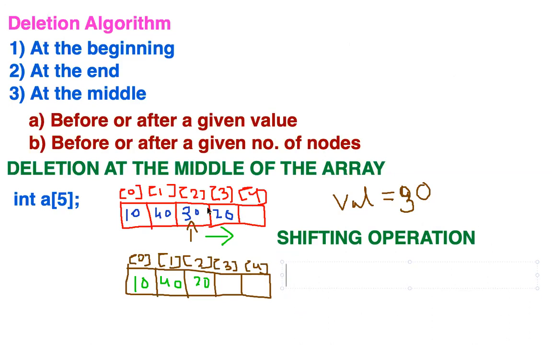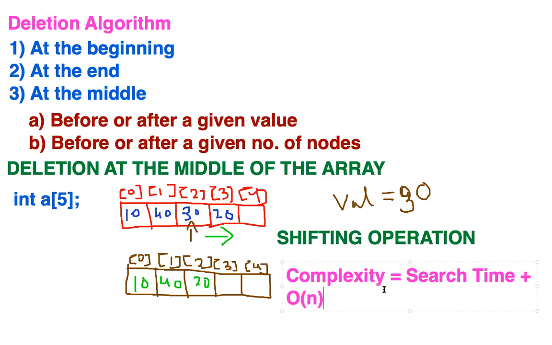So suppose we want to delete the value 20. We don't know where it is, so eventually it may be at the end of the list. So in the worst case, the complexity will be equal to the search time, searching for the particular element which we want to delete, plus order of n, which is for the shifting operation. So anyway, for an array, the deletion in the worst case is order of n complexity.